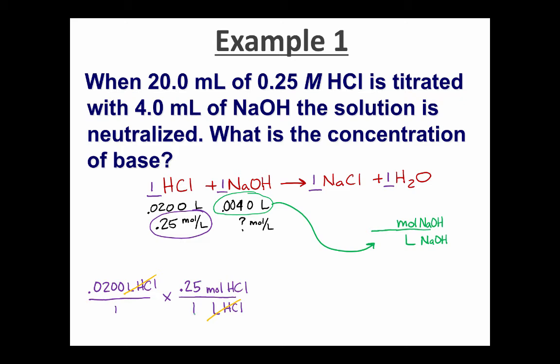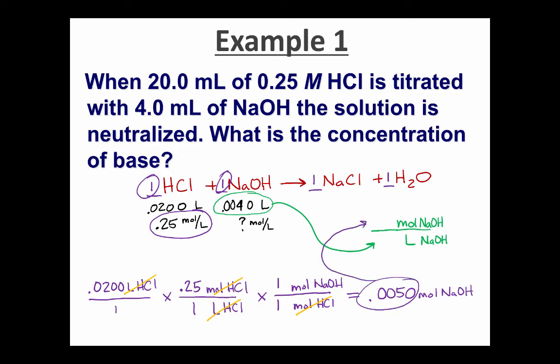Next, I'll put in the mole ratio, converting from moles of known, HCl, to moles of unknown, NaOH. And that mole ratio is 1:1. This causes the moles HCl to cancel. So here I stop my calculation, which will give me the moles of NaOH. Multiplying 0.02 by 0.25 gives me 0.0050 moles of NaOH. This value will plug in here.